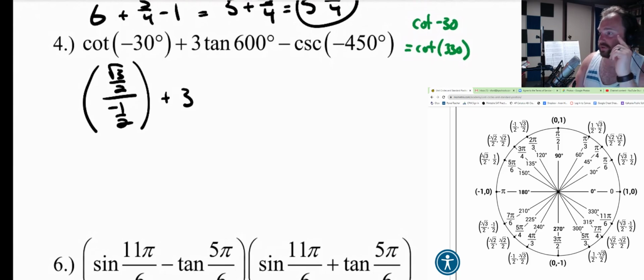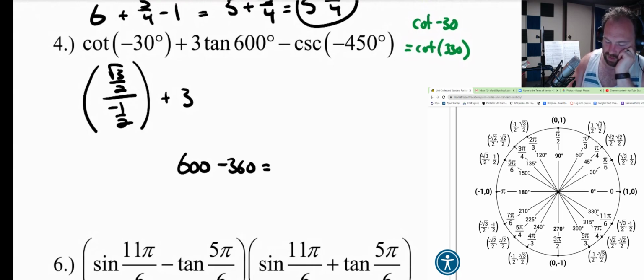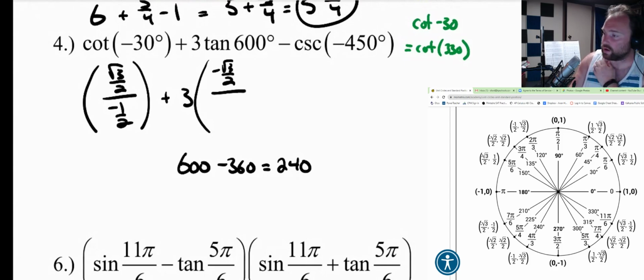Plus 3 times the tangent of 600. Now we got to think about this for a minute. 600 minus 360 is equal to 240. Now the thing about trig is that as you rotate around this circle, you end up repeating yourself infinitely over and over again. So in the world of rotation, 240 is equal to 600. They're the same angle. So this is tangent of 240, which is going to be the negative square root of 3 over 2 divided by negative 1/2.